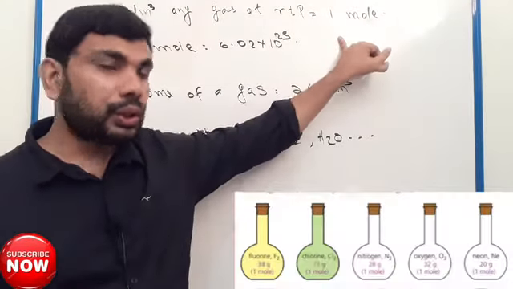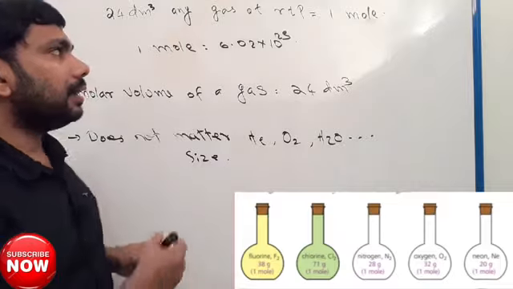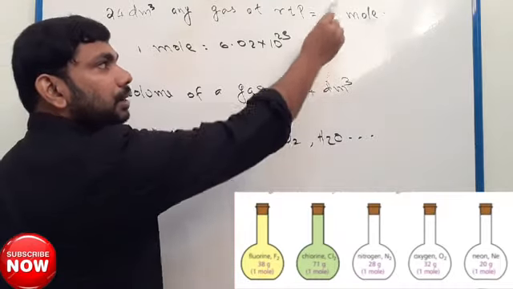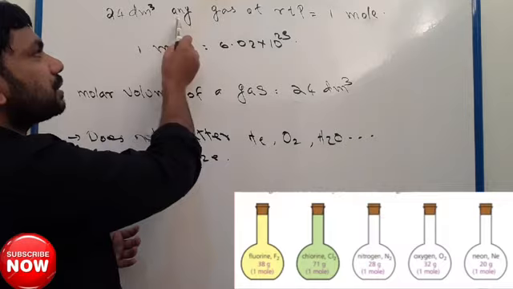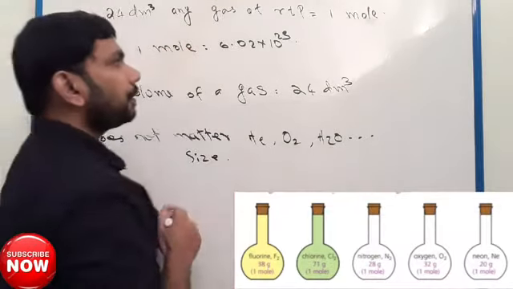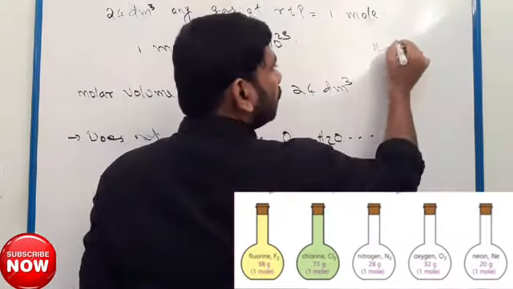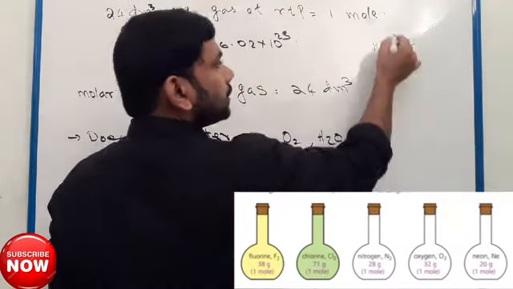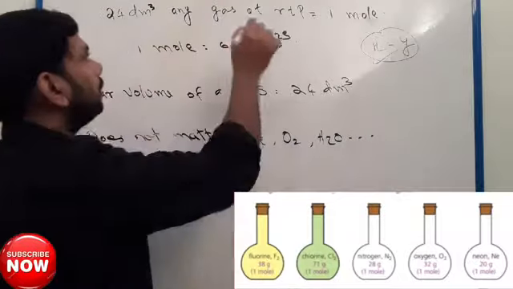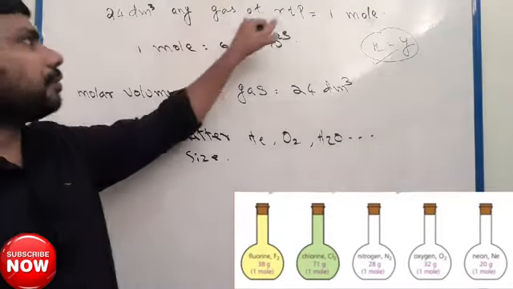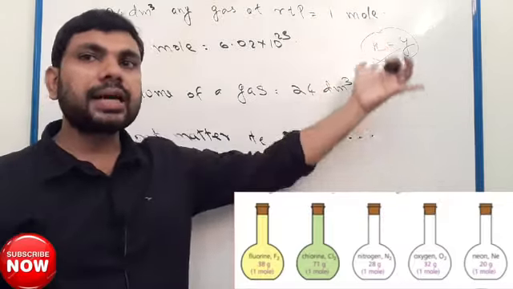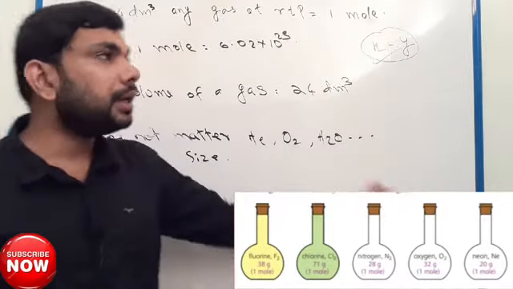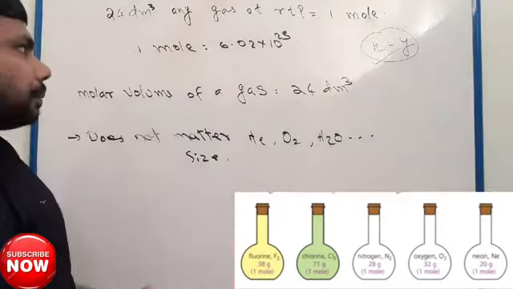So also you can say 1 mole of any gas at RTP, it will be 24 decimeter cube. So it is like this, x equal to y, so y equal to x. Same way you can say 24 decimeter cube of any gas at RTP is 1 mole. So 1 mole of any gas at room temperature and pressure will be 24 decimeter cube.